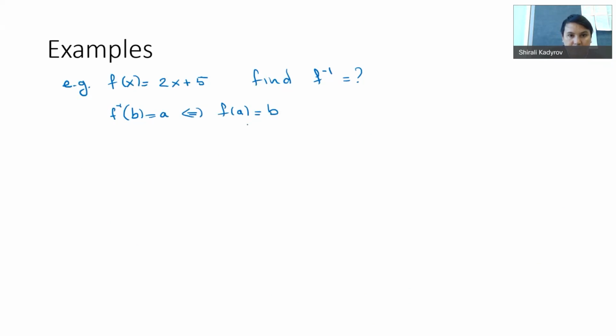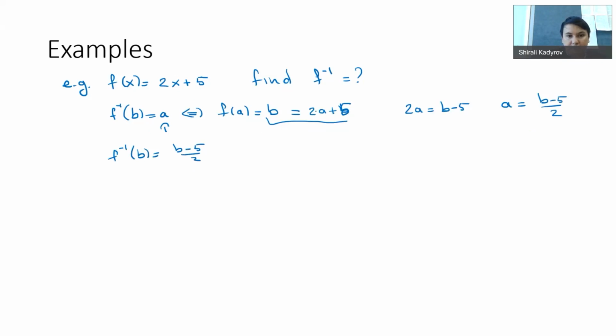So what is my f of a? Well, f of a is 2x plus 5, so this is 2a plus 5, right? So I need to find a. So from here, I need to find a. What is a? 2a is equal to b minus 5. So a is equal to, you divide both sides by 2, b minus 5 divided by 2, right? So my f inverse of b is b minus 5 over 2.